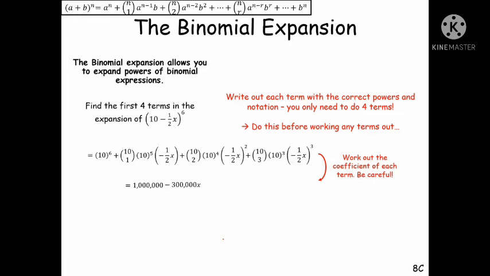So I got 1 million minus 300,000x plus 37,500x squared minus 2,500x cubed, and yes, the answers can be this large. So don't forget, if you were to do 10 minus 1/2 x times 10 minus 1/2 x times 10 minus 1/2 x, expanding it 6 times, you will see it will get very, very large. Okay, so this is making it a lot simpler when you're dealing with this. The binomial expansion is not as tricky as you will see in this section.